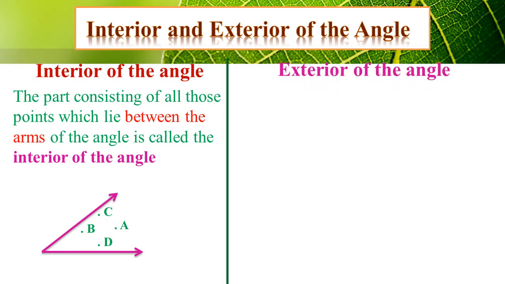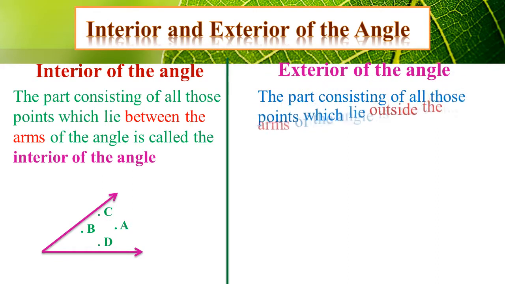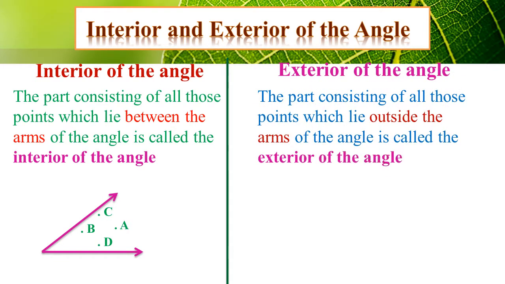Then the exterior of the angle. The part consisting of all those points which lie outside the arms of the angle is called the exterior of the angle. Look at this picture here. A, B, C, D. These points lie outside the arms. So we can say that this is the exterior of the angle.